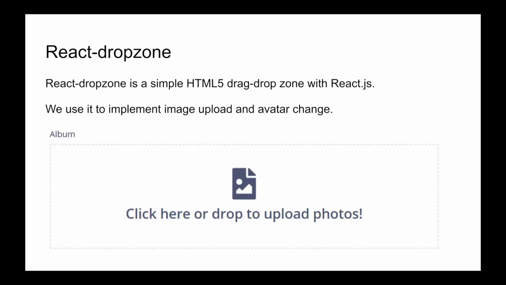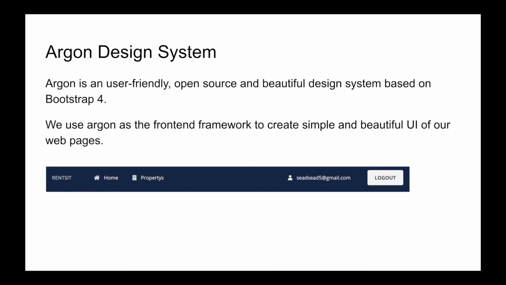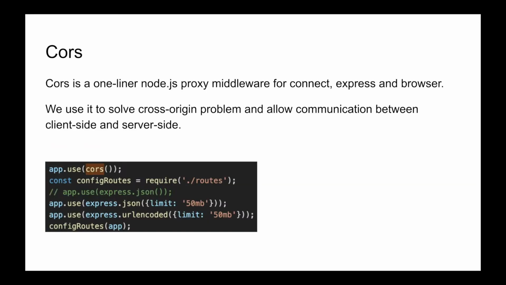And we use React Dropzone to allow users to drop their files into the upload zone, and then they can upload their property photos or their avatar photos. And the Argon Design System is a style system that allows us to build very beautiful and simple web pages. And we use CORS to solve the cross-origin problem and allow communication between the client side and server side.